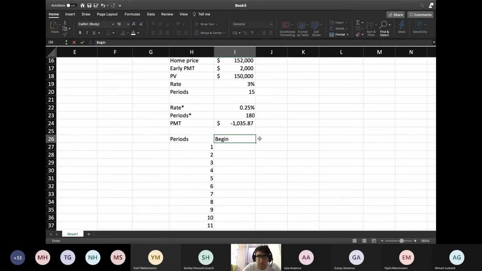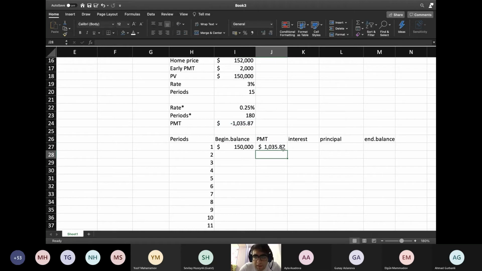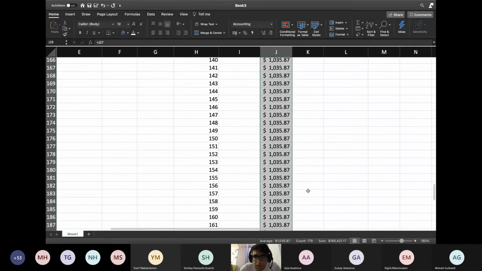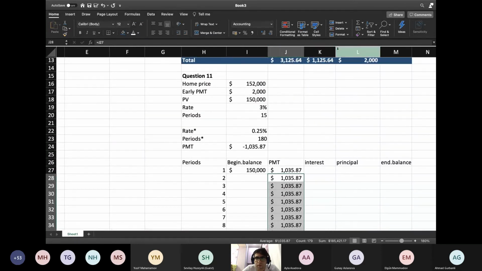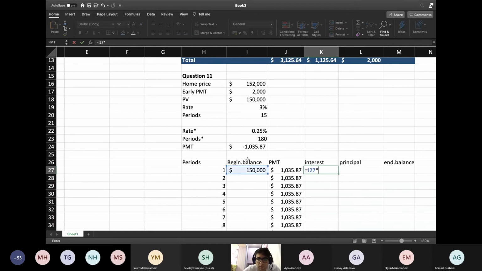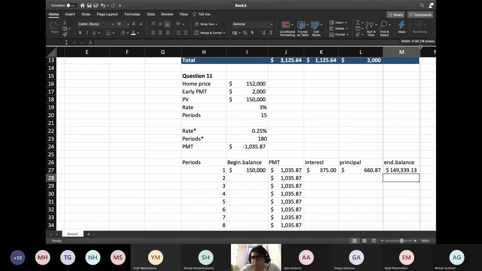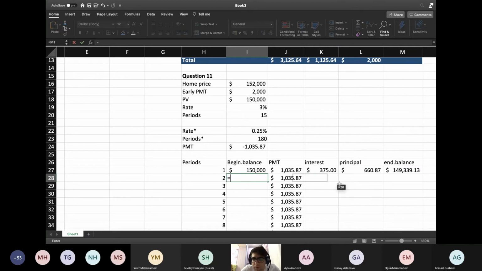We have begin balance. We have PMT again. We have interest. We have principal and end balance. Beginning balance is this amount of money. PMT, minus with minus sign this one. Drag it down. Coming to interest, equal multiplied by rate. So subtract it from this and this. End balance should be this. And as we say, end balance of period 1 is beginning balance of period 2.